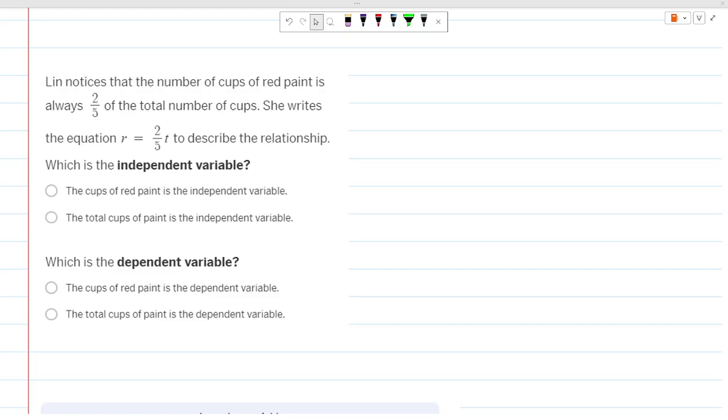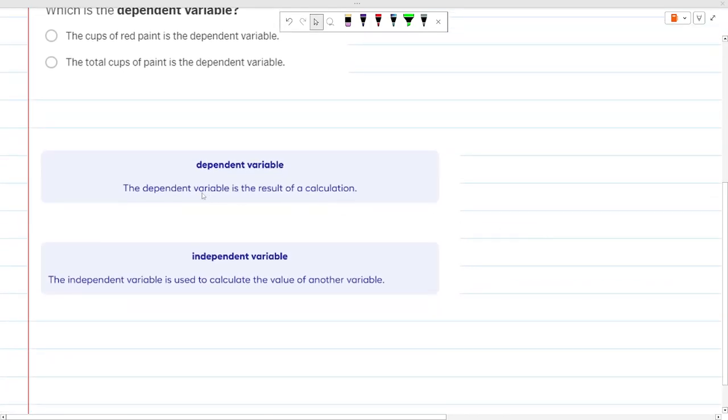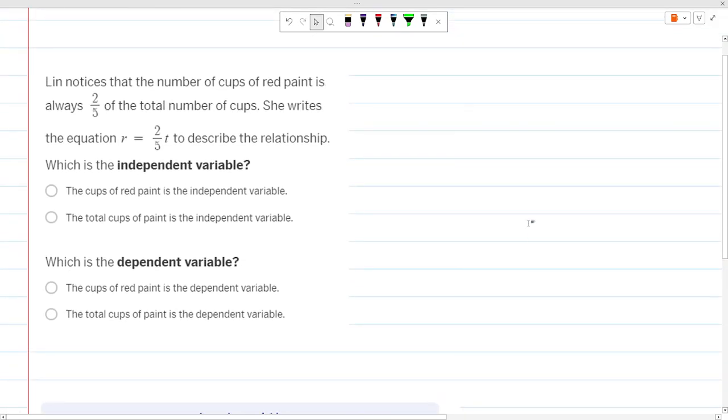In order to answer these questions, let's remind ourselves of what independent variable means. In your notebook, you might have these two definitions that you wrote. The first one says dependent variable. The dependent variable is the result of a calculation. Next it says independent variable. The independent variable is used to calculate the value of another variable. So while the dependent variable is the result of a calculation, the independent variable is what you use to actually make that calculation. So the independent variable is the variable used to make a calculation.